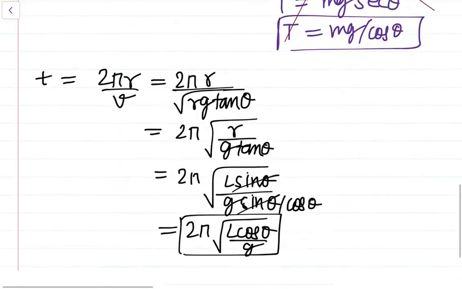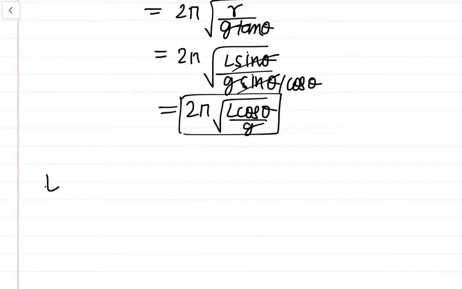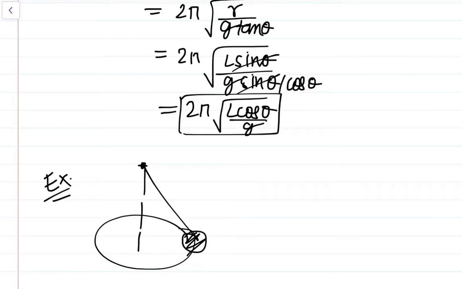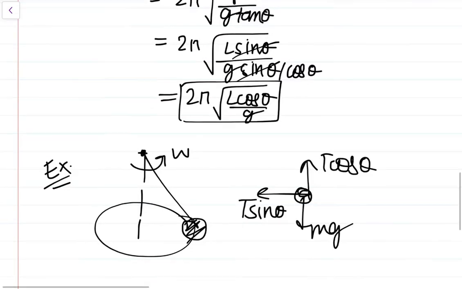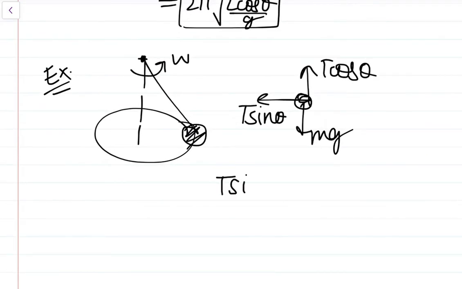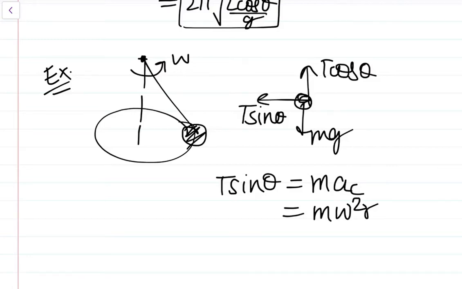And let me give an example. If it is moving with angular velocity omega like this, so when you break the components here, T cos theta and T sin theta here, and here it would be the mg. So here, remember carefully that T sin theta will be equal to m a_c. So now a_c we can write as omega squared r, because V is equal to omega r, remember? So we can write it like this.